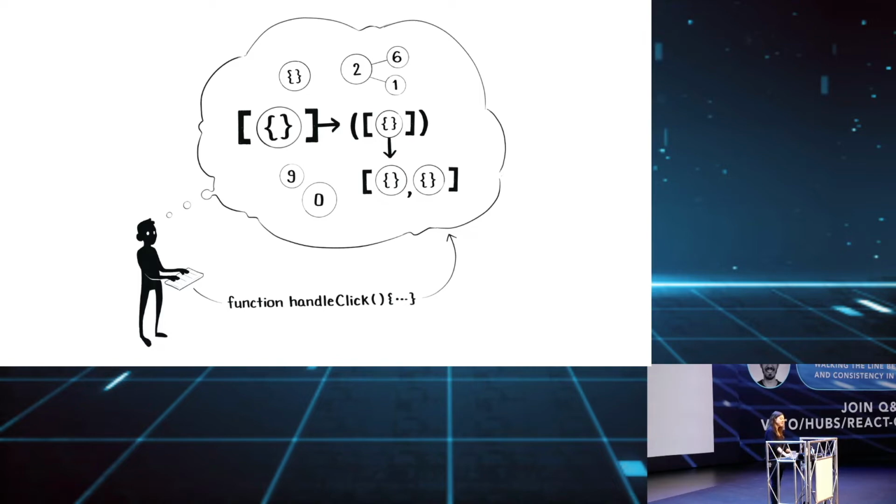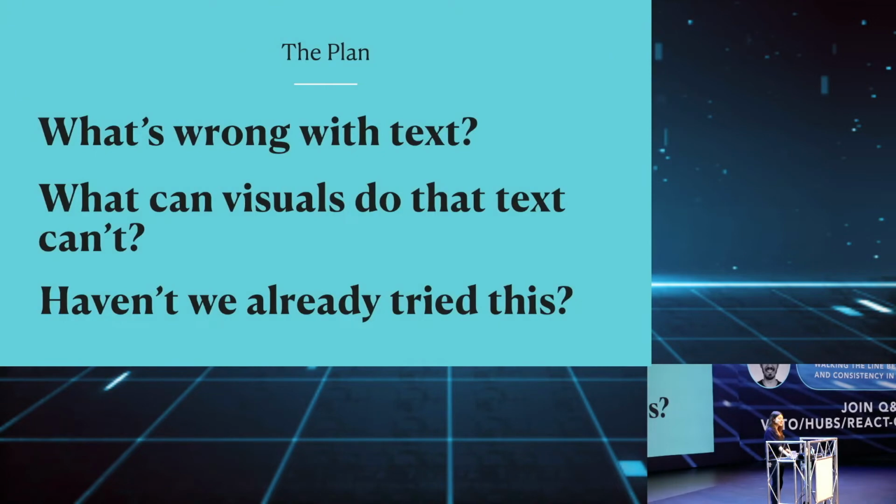I'm going to argue that visuals are a big part of bridging this gap between our embodied human world and the disembodied machine world that we're trying to program in. So we're going to explore this topic through 3 questions. We're first going to ask, what's wrong with text? We're then going to explore what visuals can do that text can't. And finally, we're going to go on a brief tour to find out, haven't we already tried this? To ruin the ending, yes, lots of people in the past have explored ways to make programming visual. We're going to look at what's already been tried and what opportunities still lie ahead.